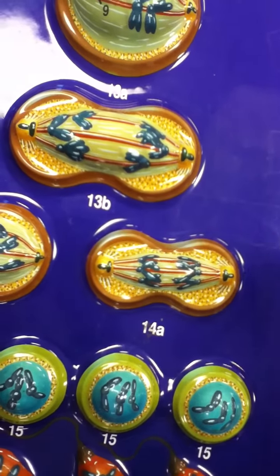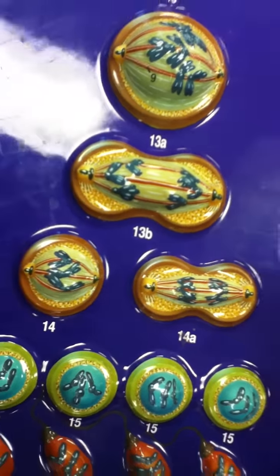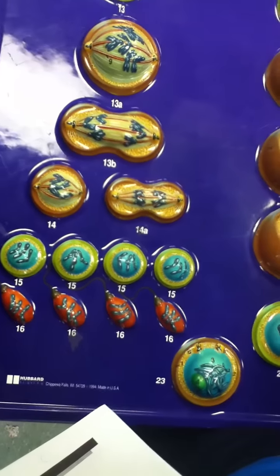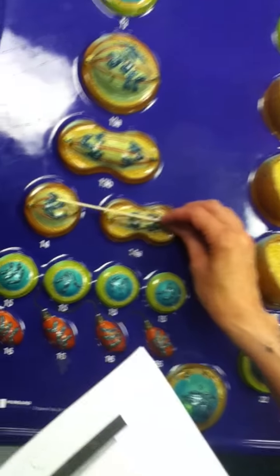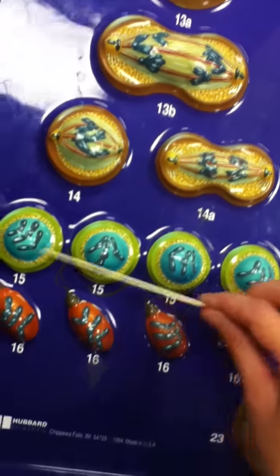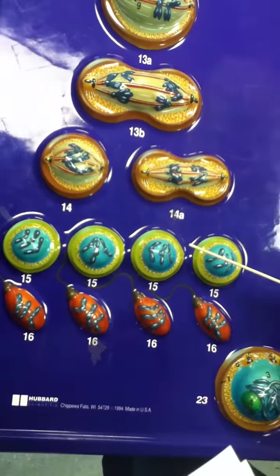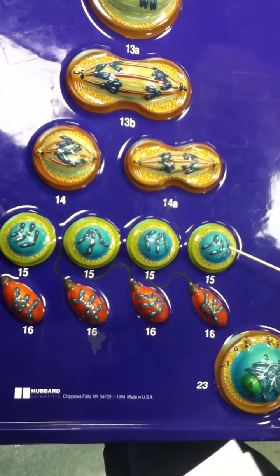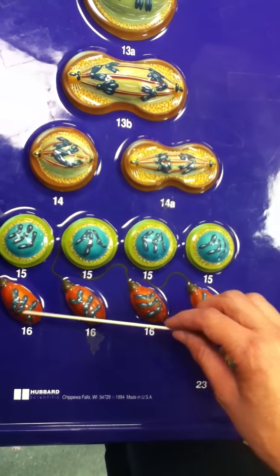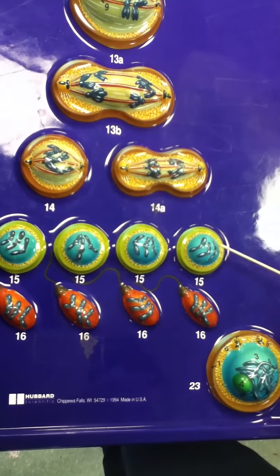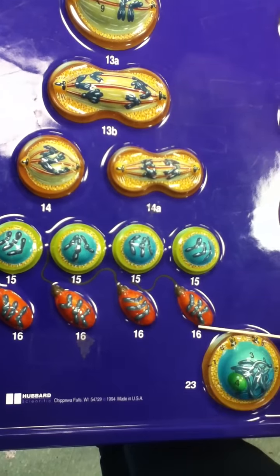Is that B? No, wait, hang on. I don't see 14B. Okay, so we're just going to leave these as secondary spermatocytes for now. 15, all these here, these are spermatids. Four spermatids with a D, and right beneath them are spermatozoa.